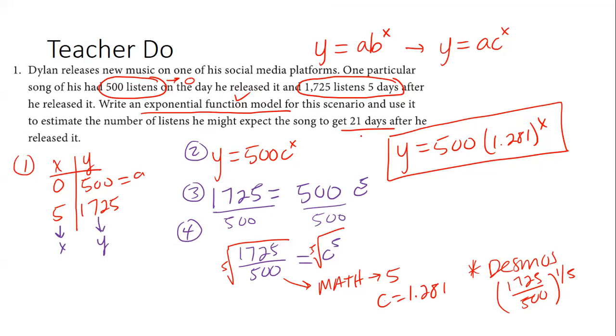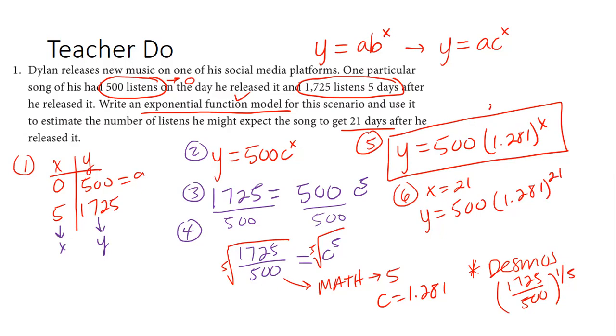Now we can answer the 21. Does that make sense? Okay, so now we can answer the 21. So we created our exponential model. Now step 6 is, if there's more to go, it says 21 days. Can I now figure out where it's at in 21 days? Yes, because I know if X equals 21, what happens, right? So I'm now going to plug in Y equals 500 times 1.281 to the 21. Does that make sense? Yeah.